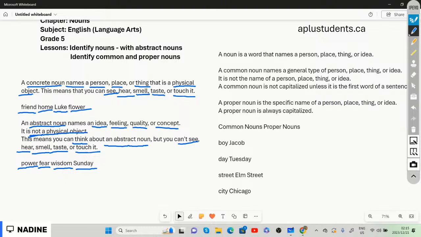And then we have an abstract noun, which names an idea, a feeling, qualities, concepts. And these are things that are not physical objects, right? So with abstract nouns, we cannot see it, we cannot hear it, we cannot smell it, we cannot taste it, and we cannot touch it, because these are things that we think. It's thoughts, it's feelings, right? And we made examples of power, fear, wisdom, or even Sunday, the day of the week.